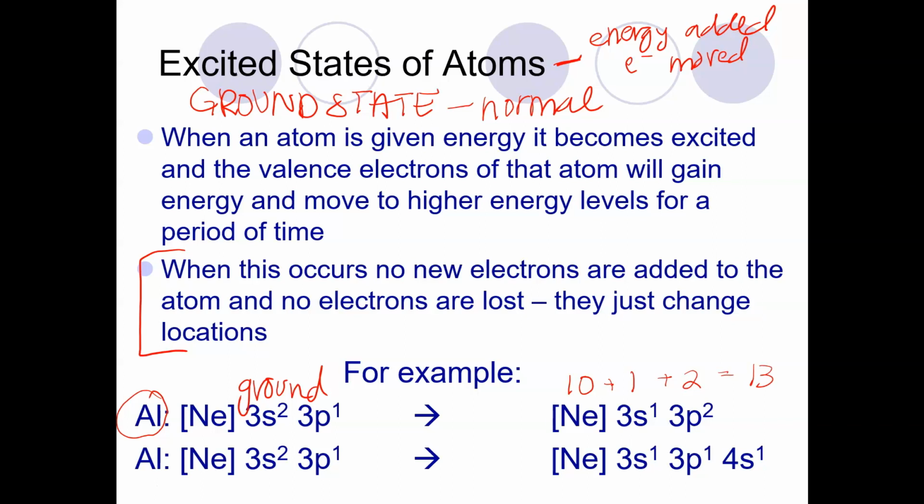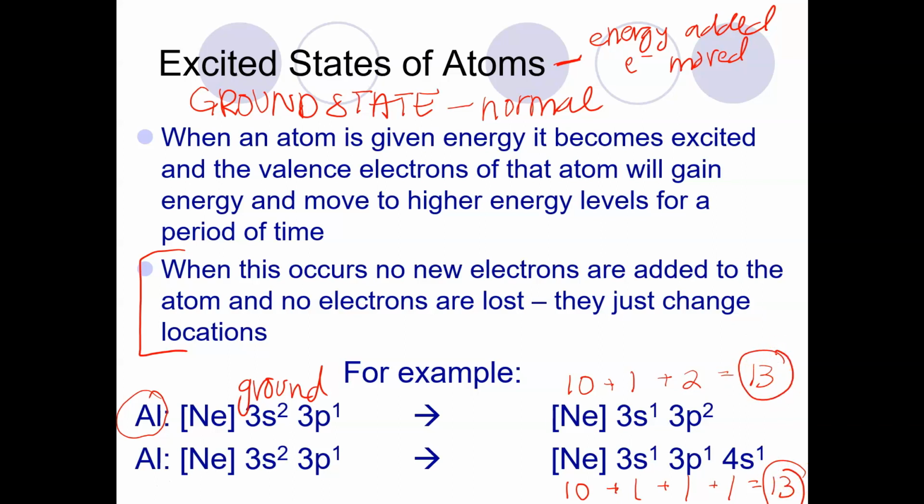I looked down at the other example. Neon, 3s1, 3p1, 4s1. That looks super weird. I don't care. Neon, 10 electrons. 3s1 has 1 electron. 3p1 has 1 electron. 4s1 has 1 electron. I add those together, I get 13. Element 13 on the periodic table is aluminum.